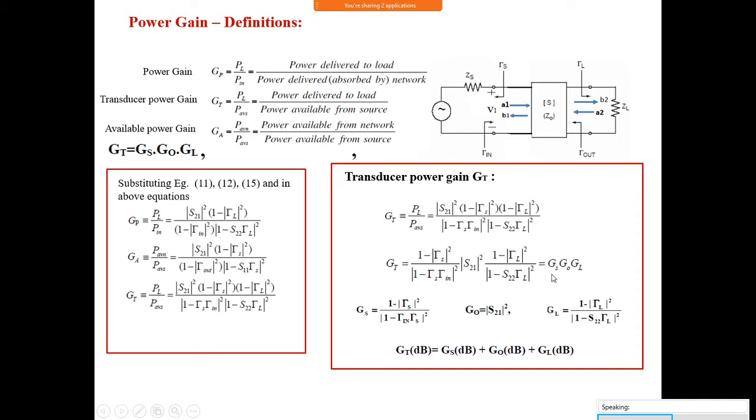So GT depends on GS. Similarly, G naught depends on the transmission parameter of the device. This is a two-port device, and as I said, it is represented by using its S matrix. So S21 is the parameter we have to take. For a given active device, that is a transistor, S21 is a fixed value. So that decides the value of G naught.